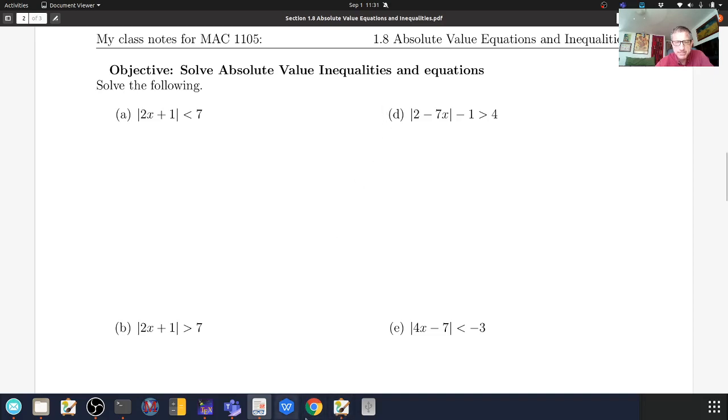So let's do number D. So we'll use reasoning when we get to number E.